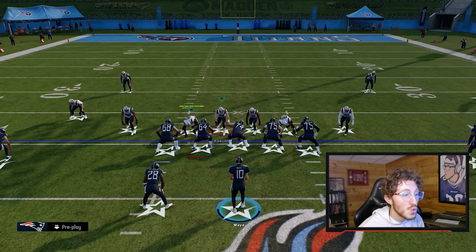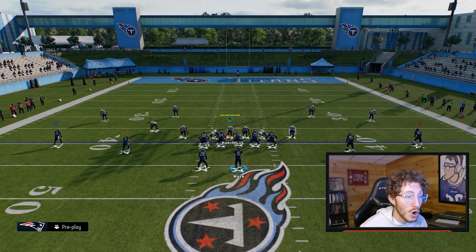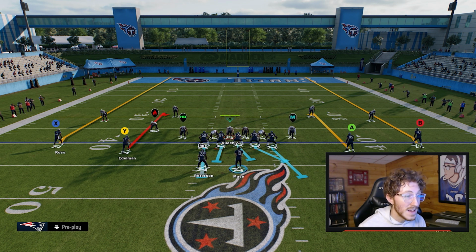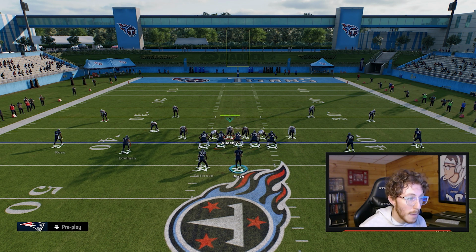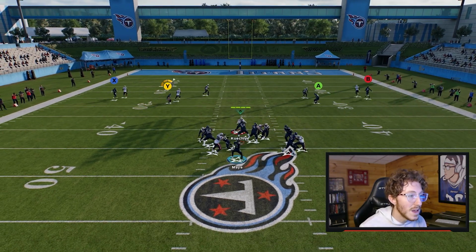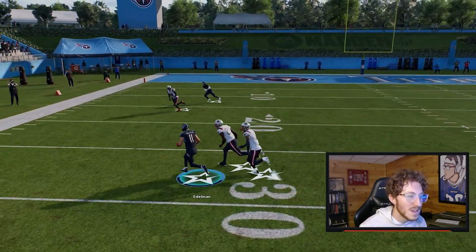Now, when it comes to routes that we can look to attack with, ones that we talk a lot about are going to be curls to the inside receivers, right? So you can see here, curls to the inside slot receivers do a really good job. What we want to do is time it when he turns around, and we're going to be able to get ourselves an easy completion.